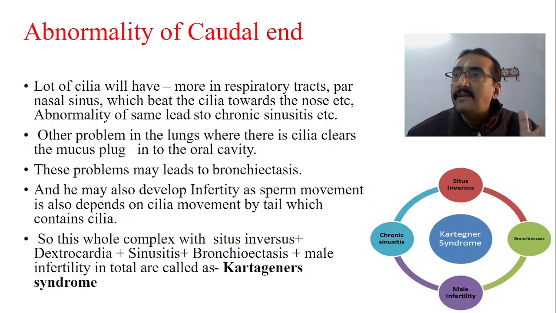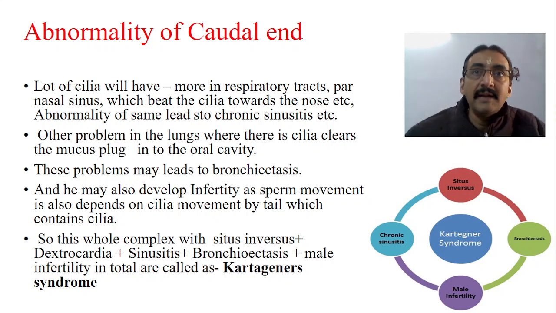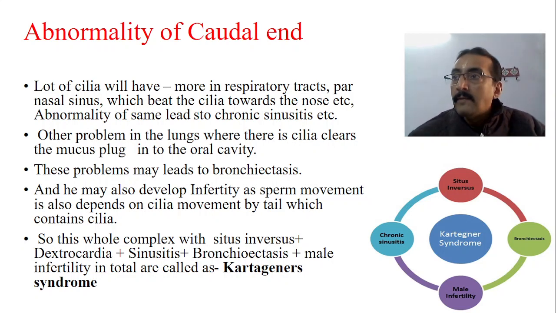So now we have so many things, isn't it? One is situs inversus, or maybe dextrocardia. Another one is chronic sinusitis. Another one is bronchiectasis. Another is male infertility. All these things together are called Kartagener syndrome. In the beginning I didn't tell the name, now I am telling you the name. Kartagener syndrome, such a big problem, occurs because of one simple problem, that is cilia movement.